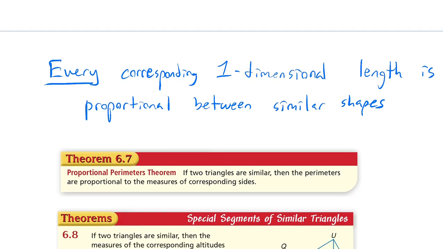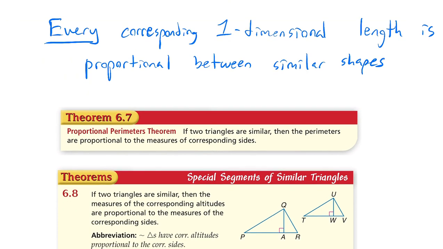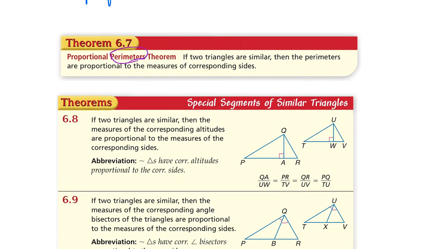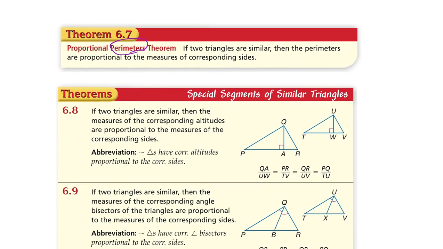This is great. Okay, so every corresponding one-dimensional length is proportional. So we have some theorems. One says the perimeters are, and I'm going to prove it down below, so I won't go into it right now. But if you have two triangles that are similar and you have a 1:2 ratio, then the perimeter of this one being 12 means the perimeter of this one is 24, because it's in the same ratio as the sides, right?